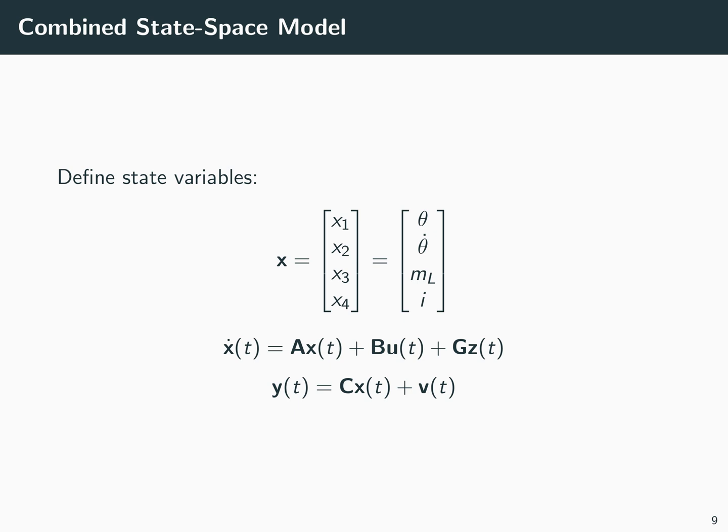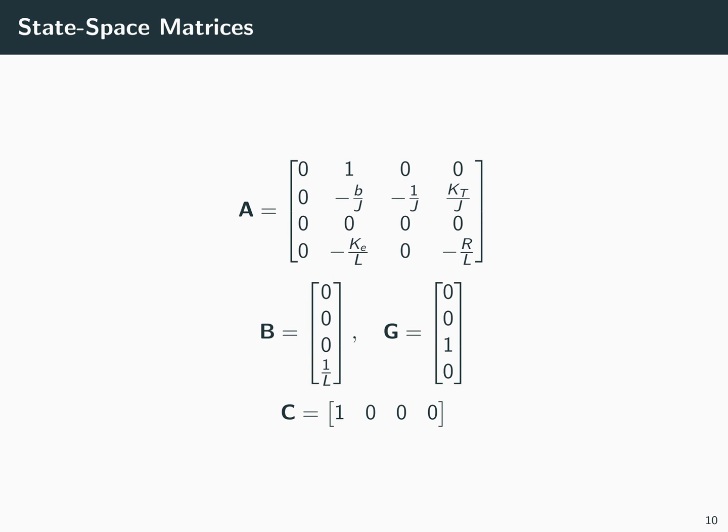We define four state variables: theta, theta dot, the load torque M_L, and the armature current I. The state space representation includes the system matrix A, the input matrix B, and the disturbance matrix G. Additionally, we define the input as the voltage supply V_S. The measurement equation relates the measurable output to the state variables, allowing us to estimate the system's states using a Kalman filter. Here are the state space matrices for our DC motor model.